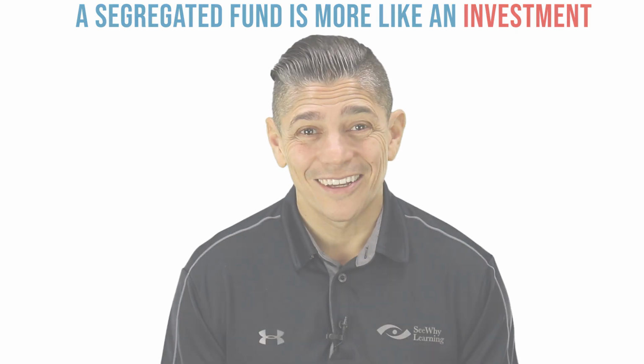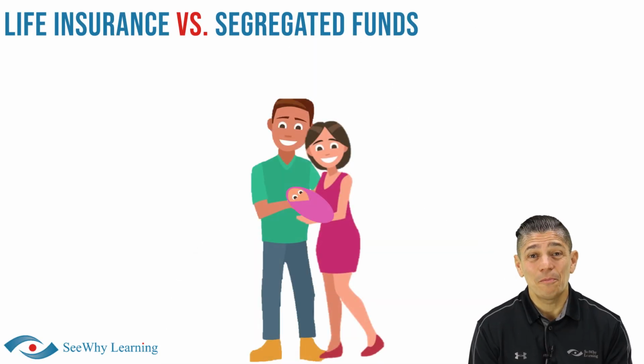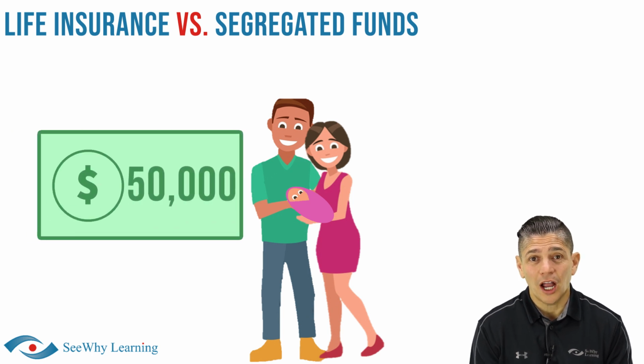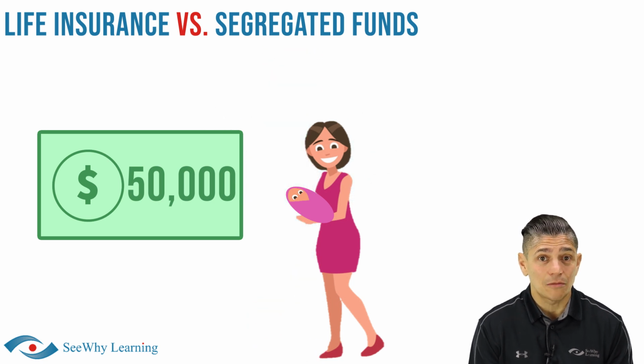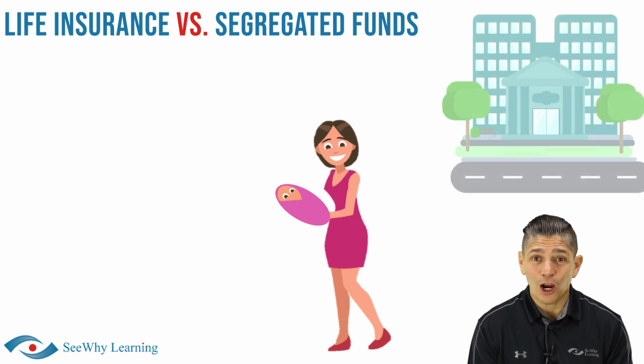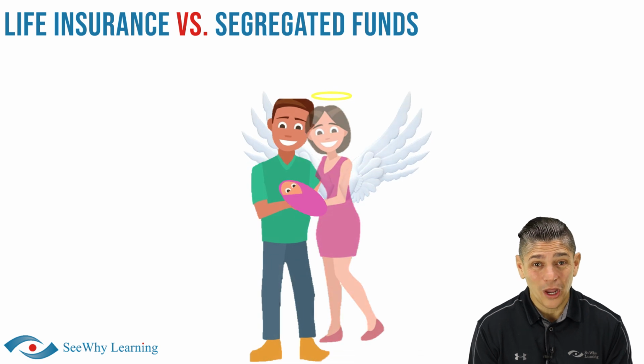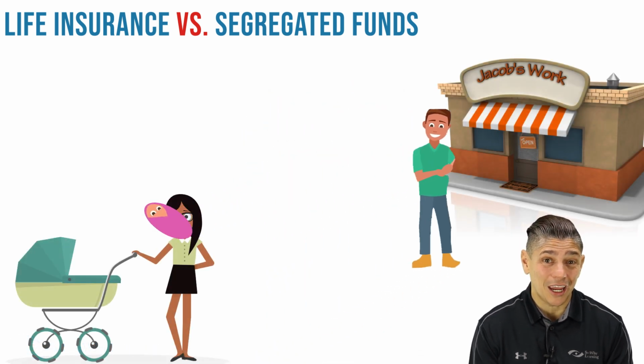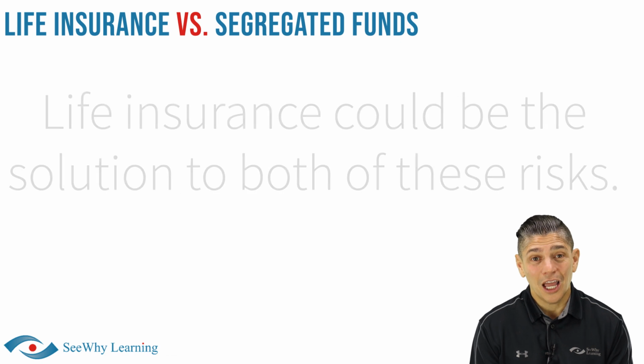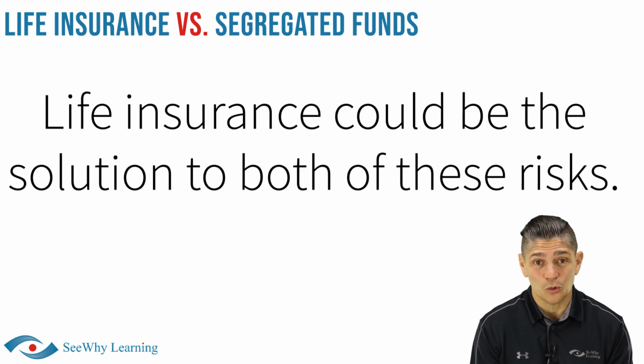Let's explore why. Sally and Jacob Smith are married and have a newborn daughter named Gracie. Jacob is a sole income provider and earns $50,000 per year. Sally stays home to care for Gracie full-time. They both worry about what would happen to their family if Jacob passed away unexpectedly and his income stopped. Sally wouldn't be able to care for Gracie if she had to return to work. On the other hand, if Sally passed away, Jacob would have to pay for full-time daycare and keep working. Life insurance could be the solution to both of these risks.